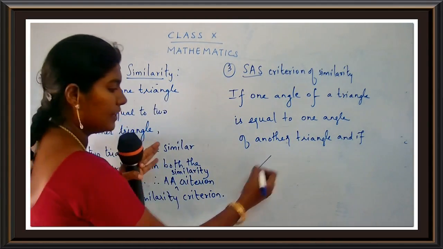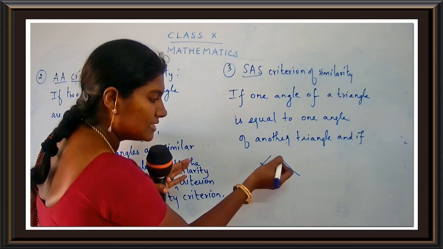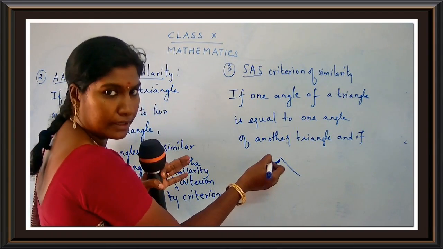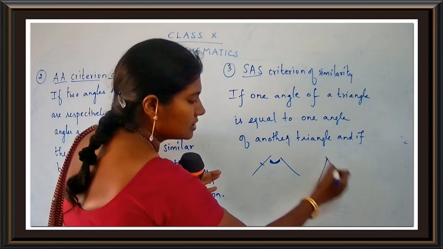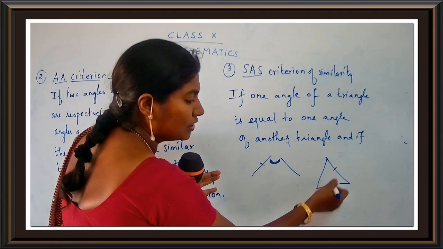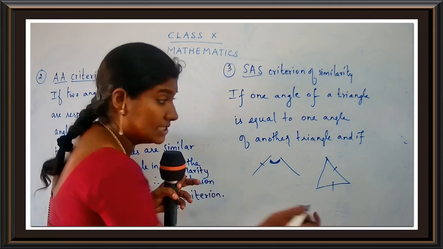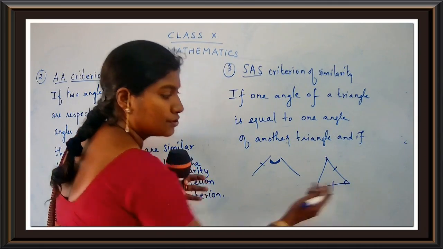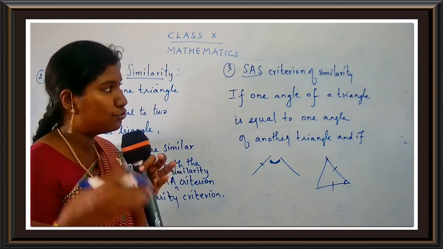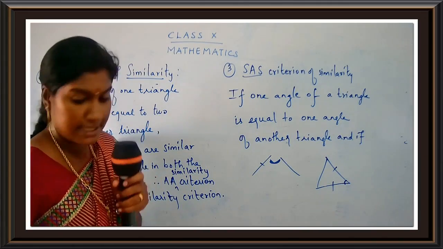Suppose you are talking about these two sides, that means the angle should be included between them. Getting my point? And suppose this is our triangle. If you're talking about these two sides, where should the angle be present? The angle should be present over here. So you have to be very careful when you choose for the SAS criterion.